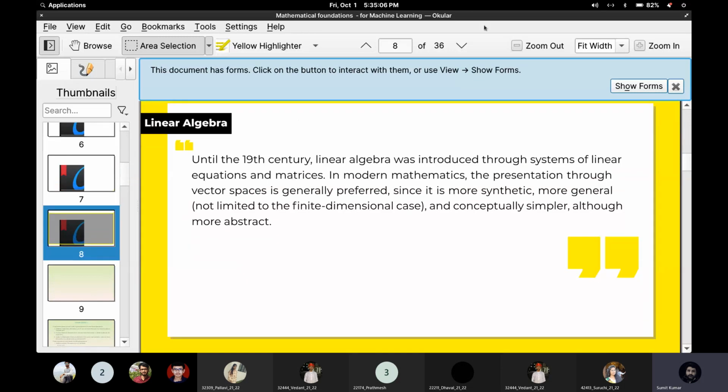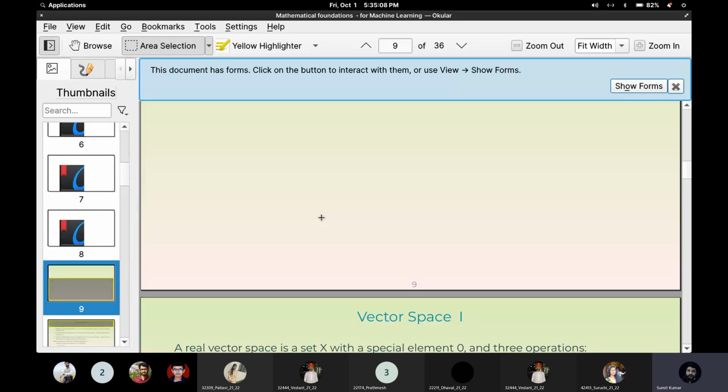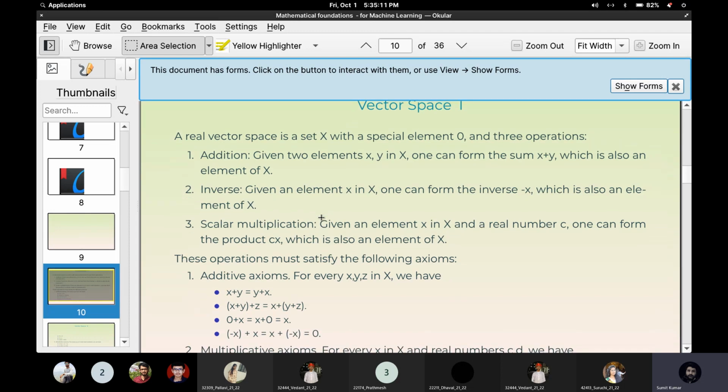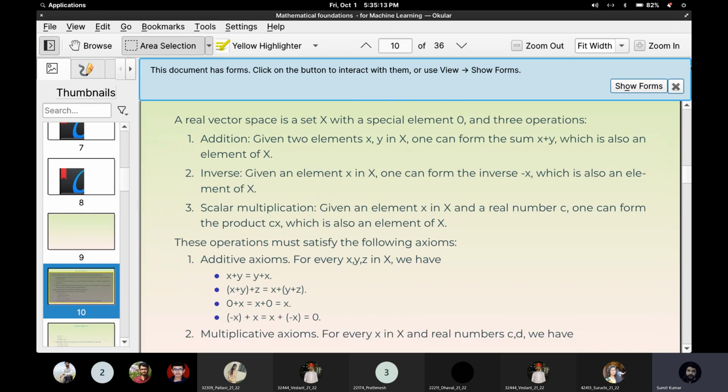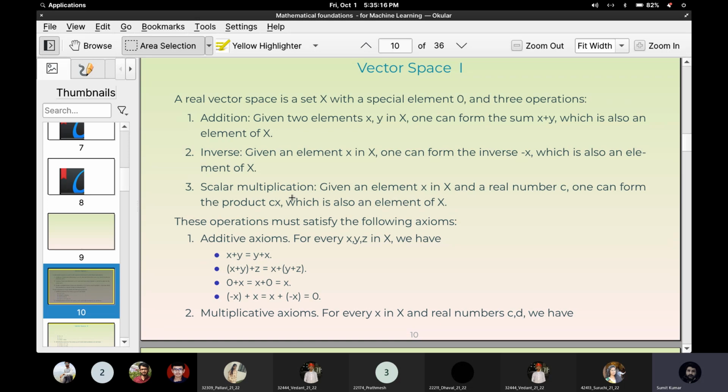Okay, so forget about linear algebra and all that. So a vector is related with vector space. You can't have a vector unless you have a vector space. For example, the physical vectors that we are familiar with are three-dimensional vectors. So their vector space is that three-dimensional space only, they exist only there. Okay. So a real vector space is a set X with a special element 0. So there must be a null vector there and three operations: addition, inverse, and scalar multiplication.